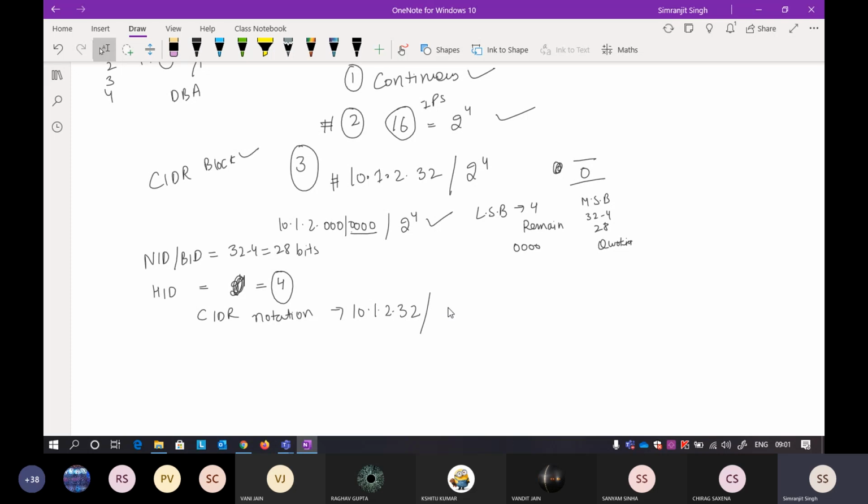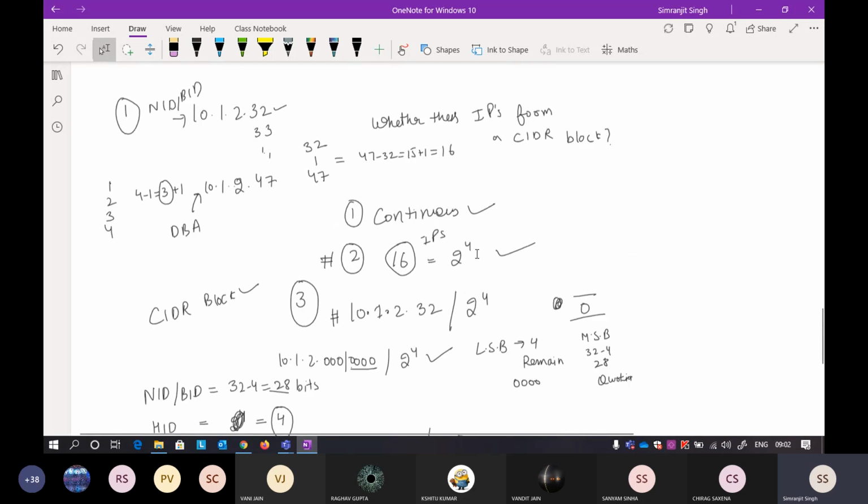Now with the slash, you have to write the network ID part bits. What are the network ID part bits here? That is 28 bits. So that is the CIDR notation for this particular block, which is from 10.1.2.32 to 10.1.2.47. Okay, so that is how you do it.